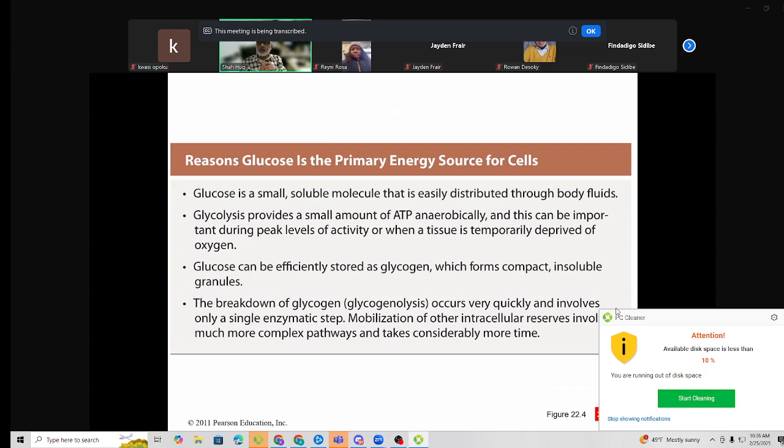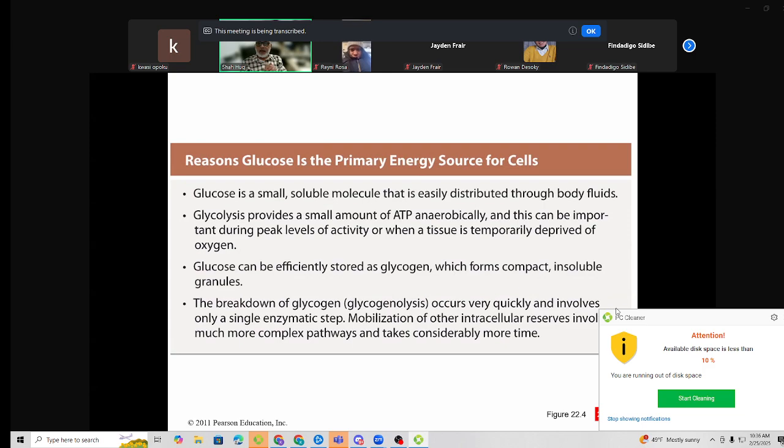The first reason is glucose is a small molecule and highly soluble in water. Fat is not soluble in water, and fat is a big molecule. Protein is also a big molecule. So the cell always tries to use small molecules, because big molecules need more energy. Then the glycolysis process provides a small amount of ATP anaerobically, so you do not have to use oxygen here.